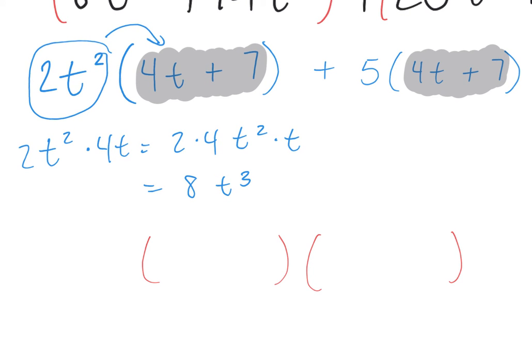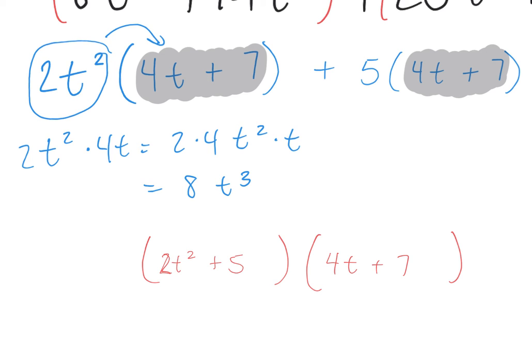Nope. That was for when we didn't have a middle term, right? This is factoring by grouping. Go ahead, Carlos. On the first parentheses, you're going to have 2t squared plus 5. Mm-hmm. And on the second parentheses, you're going to have 4t plus 7. Did it turn out? Nope.